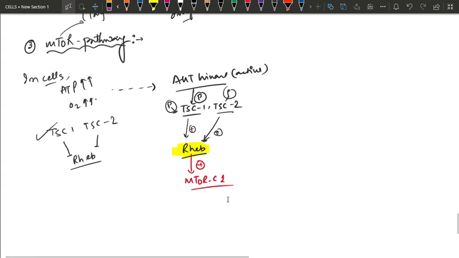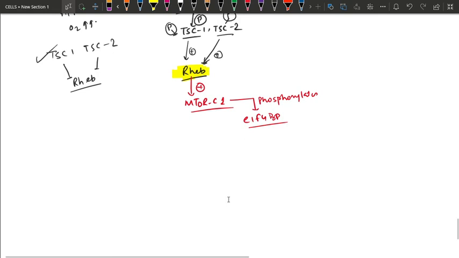mTORC2 activates the AKT kinase. mTORC1 is one of the important proteins downstream of the AKT kinase. So mTORC1 now gets activated. This mTORC1 phosphorylates EIF4 binding protein.